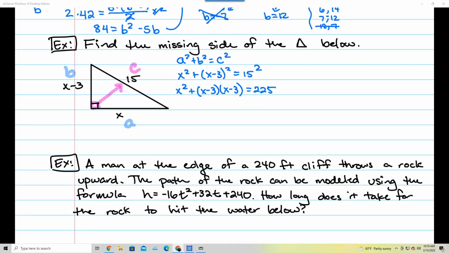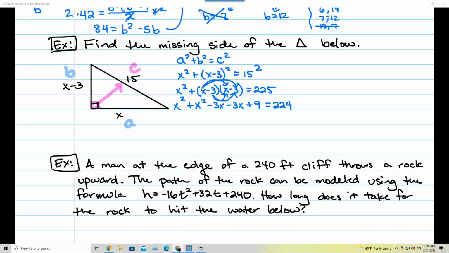I'm going to go ahead and expand this (x minus 3) times (x minus 3), and some nice things happen. Let me bring down the x squared. x times x is going to be another x squared. x times negative 3 is going to give me a negative 3x. Negative 3 times x is going to give me another negative 3x. And negative 3 times negative 3 is going to give me a positive 9, is equal to 225.